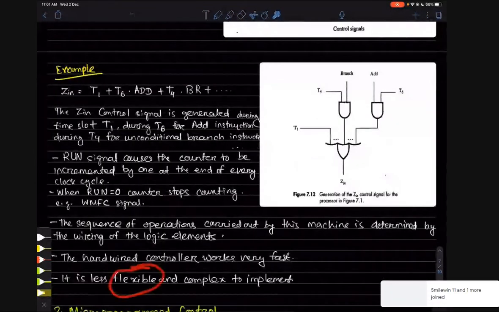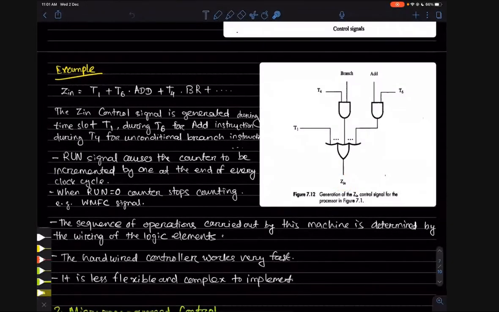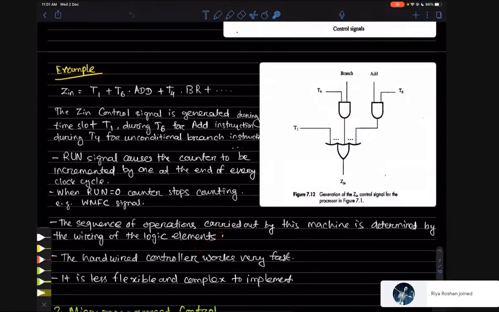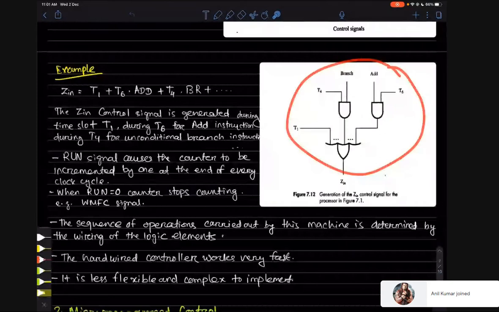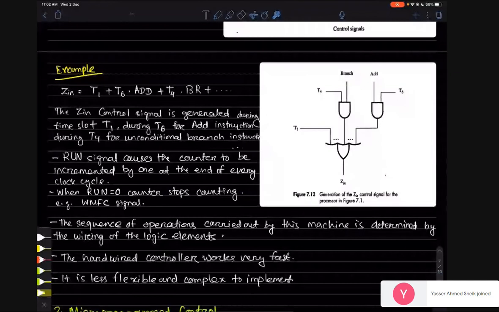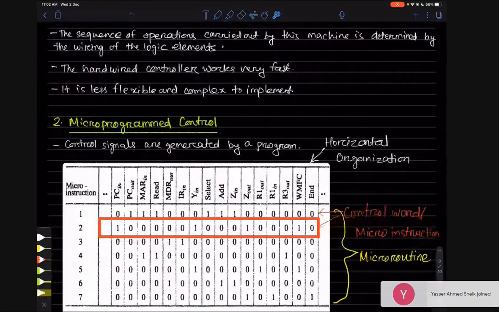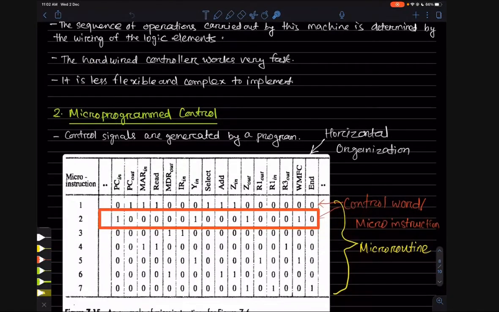That's why I have told you it is not flexible, but it is very fast, because all the signals are generated by hardware. Obviously hardware is faster than software. So the hardware based solution is best. It is very fast, but it is complex to implement, because you don't want only a fixed type of architecture. You want to change the architecture based on your need, based on your future requirement. So that's why the hardwired control microcontroller is no more used.